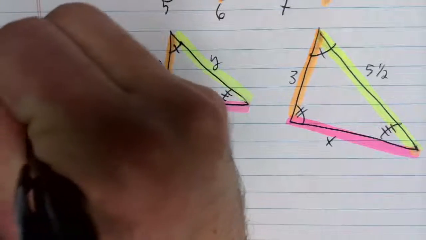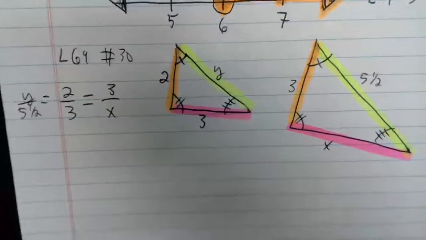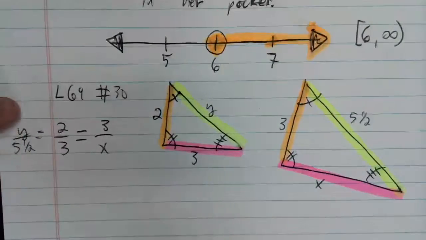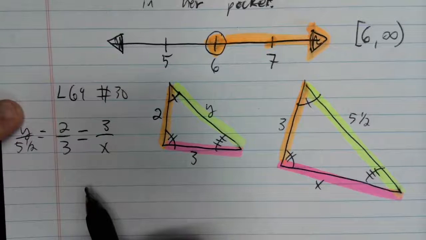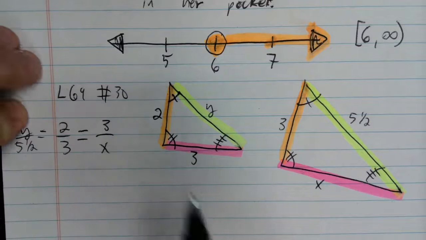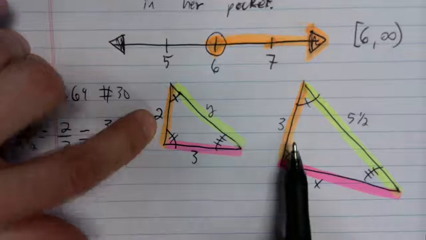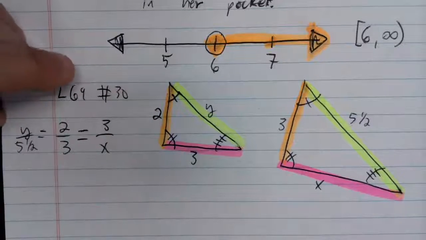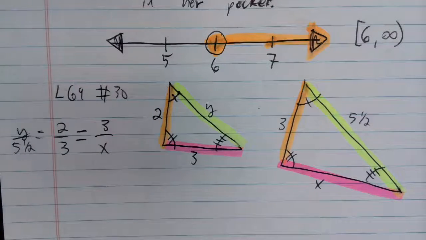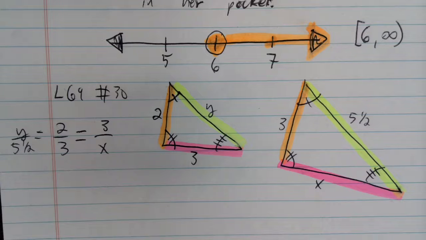y to 5.5. Now, the order of those, does that matter? Could I have flipped these and left the 2/3? No. Because I went little to big, I have to go little to big across the board. So if you wanted to change them, you would have to flip them all.